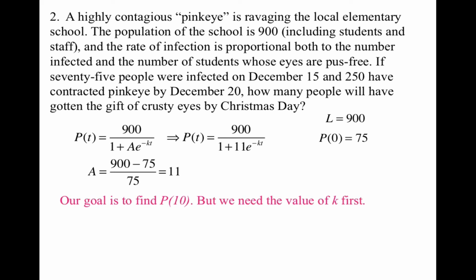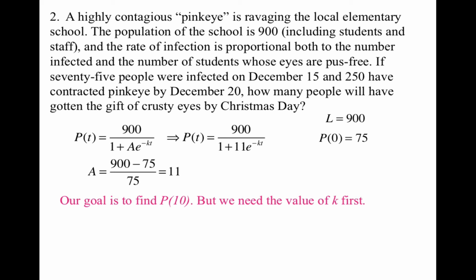Now our goal is to find P of 10 because we're starting at December 15th and we want to know how many people will have gotten the disease on Christmas Day, which is December 25th.